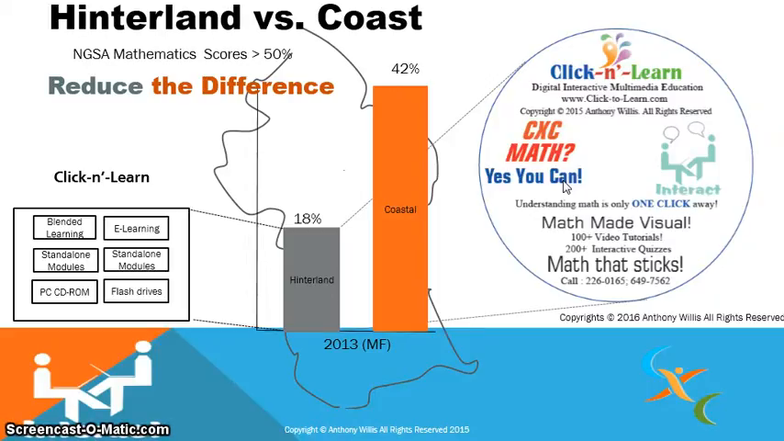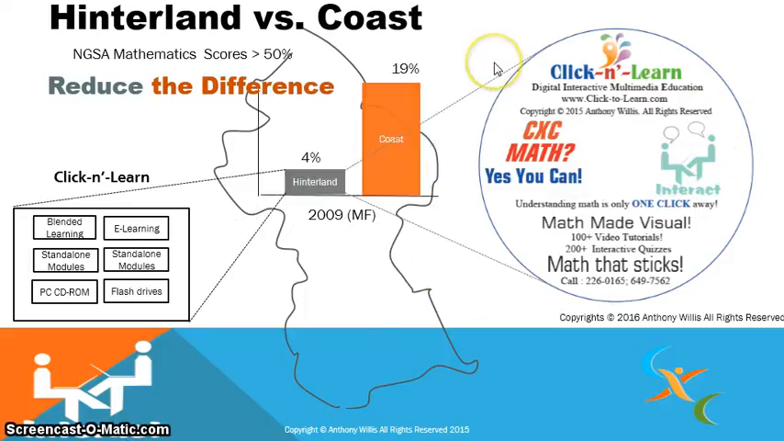All the decision makers have to do is install a flat screen TV, one computer, and install the application on the computer, and teachers can just manipulate the computer and present the lessons to the class. 1, 2, 3. It's as simple as that. The disparity, 2013, 4% versus 19%.